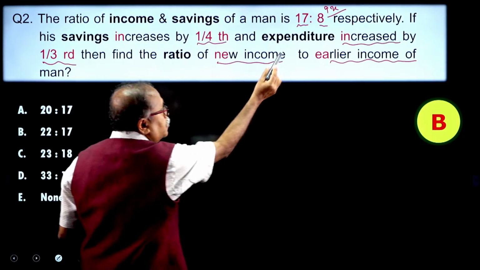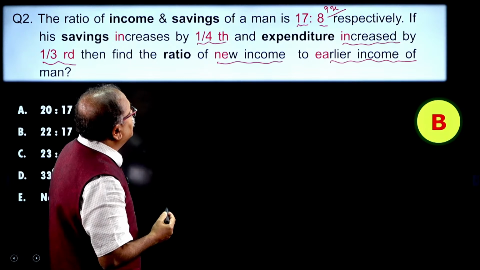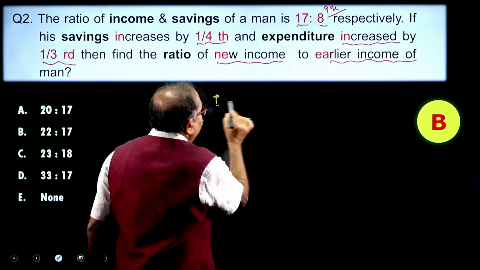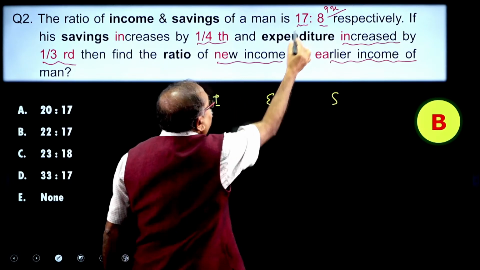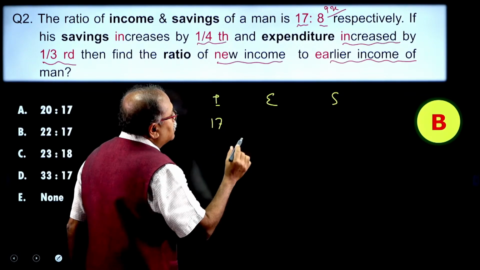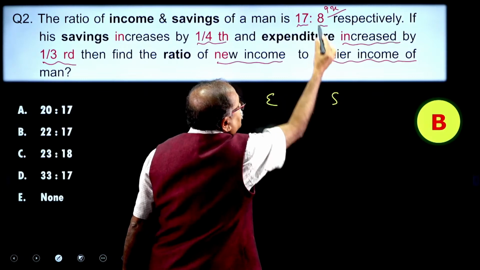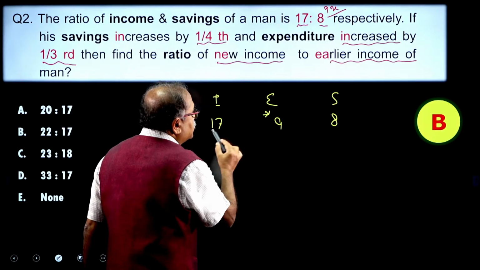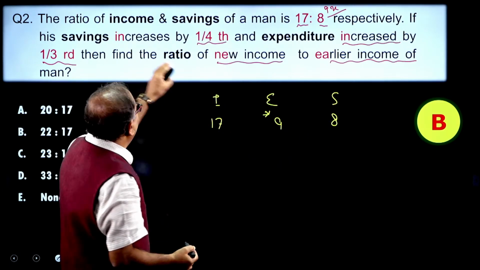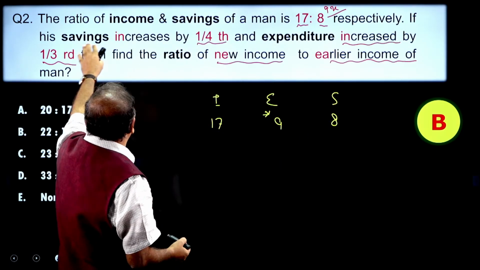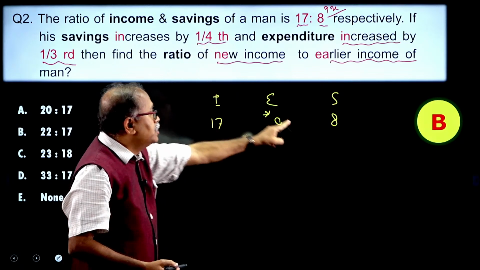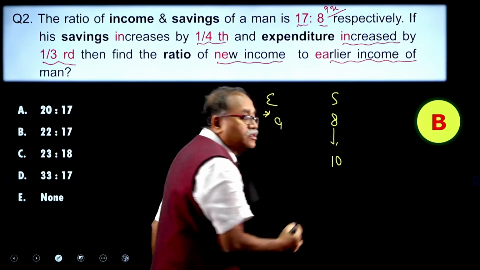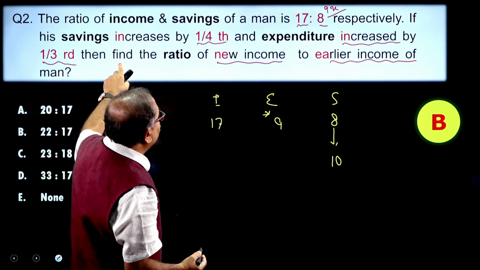So, how do I do it in this particular question? In the first case there is an income, there is an expenditure, there is a saving. So, 17x is the income, 17 part, and then the 8 part is the saving, that means 9 part is your expenditure, 17 minus 8. Now, it is simply some calculation. The saving is increased by 1/4. What is 1/4 of 8? 2. So, 8 plus 2 becomes 10, the new saving.